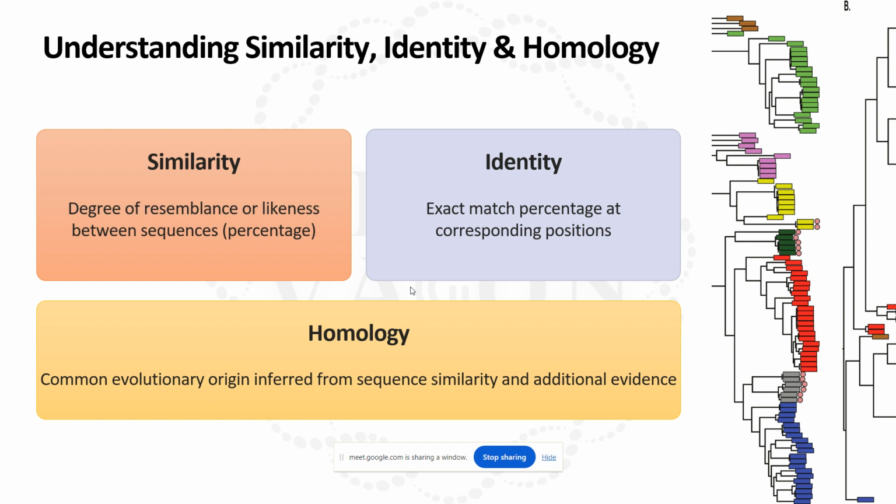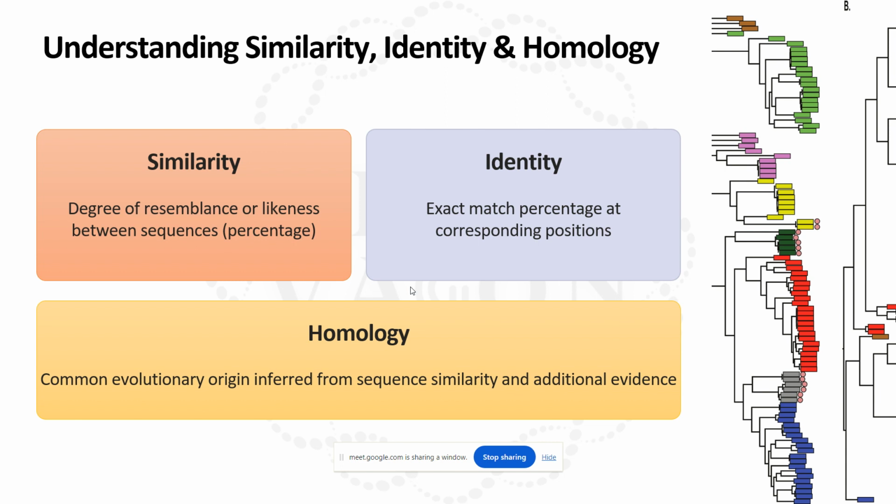The third term is homology. Homology comes from a common ancestor, for example, the same gene between human and chimpanzees. Over time, their protein structure may be different and their nucleotide alignment may be different, but they come from the same common ancestor and have the same function. That is called homology.